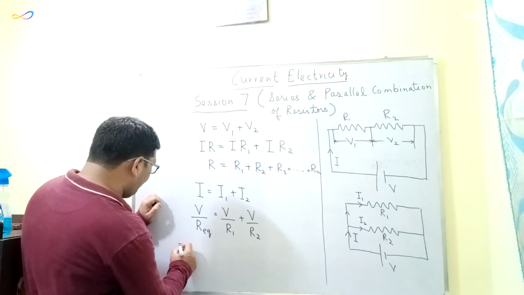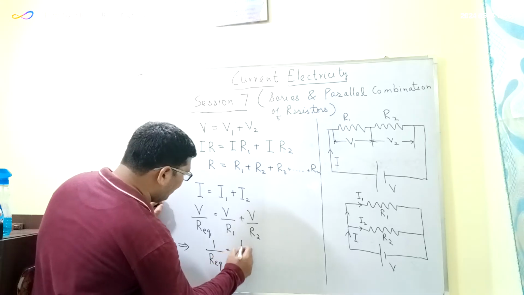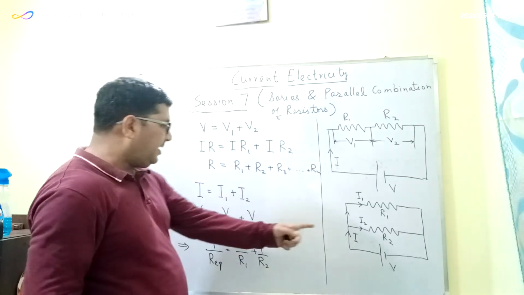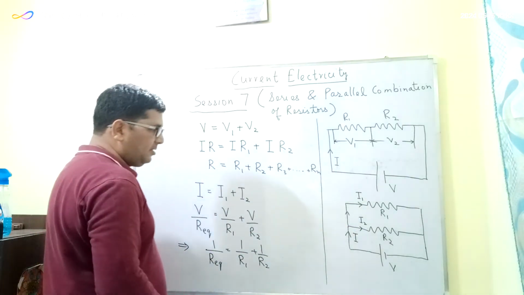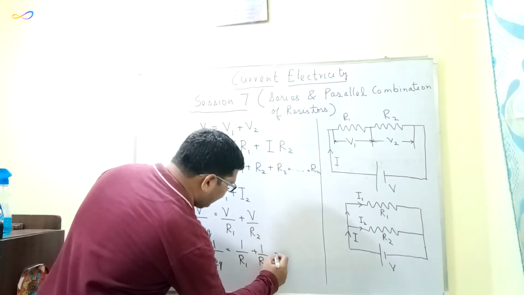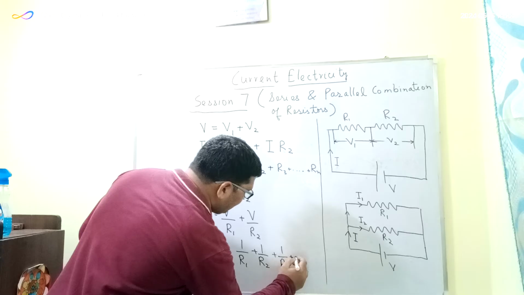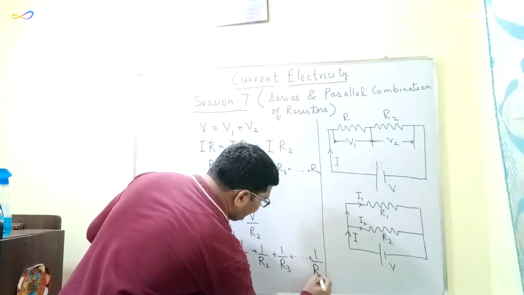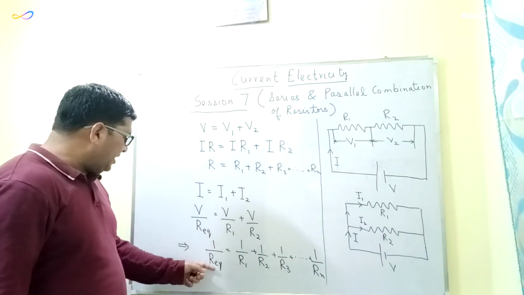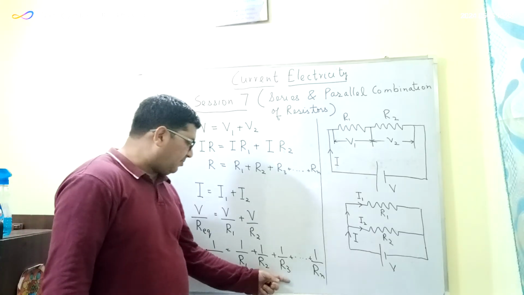So from this equation we get that 1 upon R equivalent is equal to 1 upon R1 plus 1 upon R2, and if there are n resistors connected in parallel, then this equation can be written as 1 upon R1 plus 1 upon R2 plus 1 upon R3 plus up to 1 upon Rn. So in the parallel combination, the equivalent resistance is given by 1 divided by R equivalent, which is equal to 1 by R1 plus 1 by R2 plus 1 by R3 and so on.